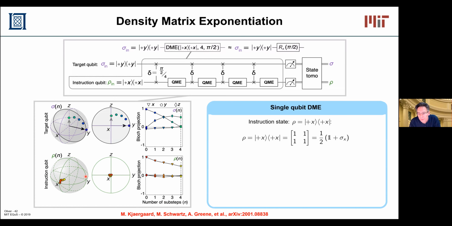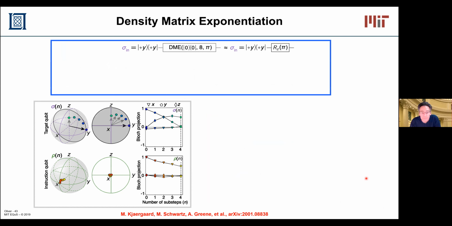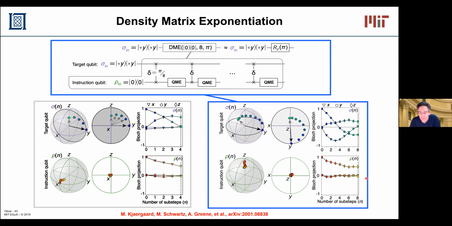Now, the instruction state again was rho. Rho told us what axis we rotate around. It's the input to this density matrix exponentiation algorithm which gives you this rotation around x. So the setting of the instruction qubit instructs which axis to rotate around. And here we know it because we're trying to make this demonstration. But in principle, it need not be a single qubit, and of course, in principle you don't know it. It could be a very large and complicated multi-qubit state. We can do the same thing.